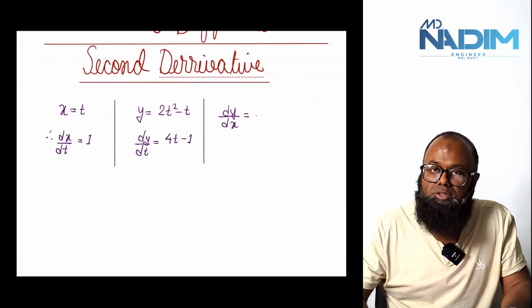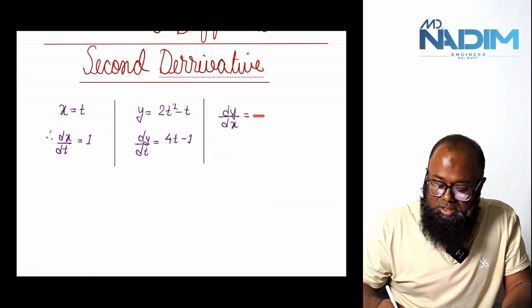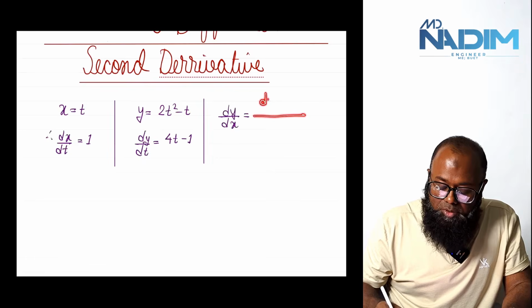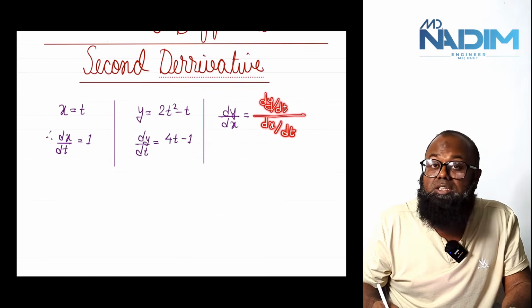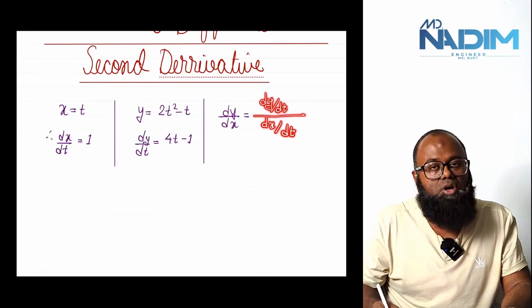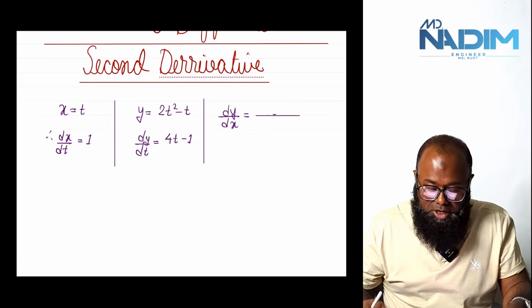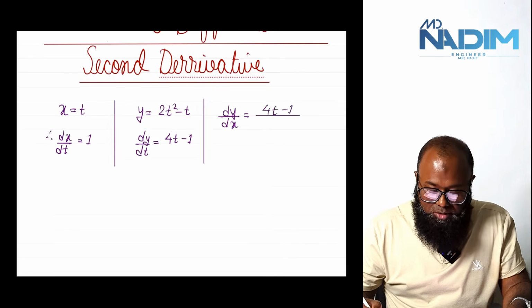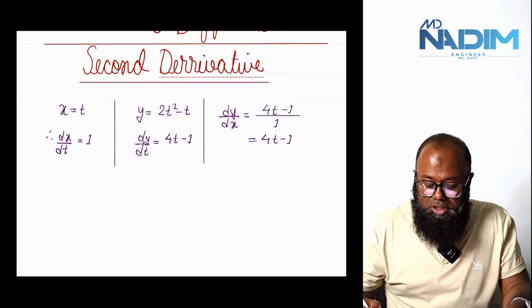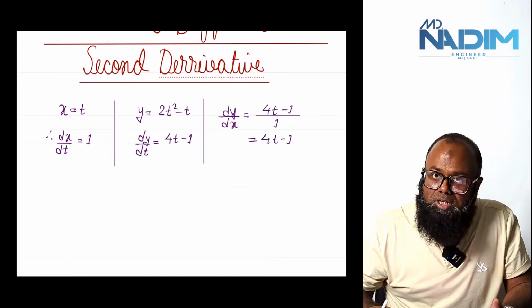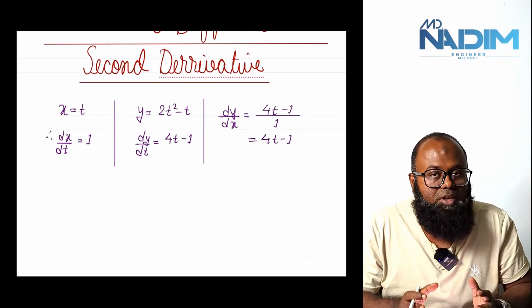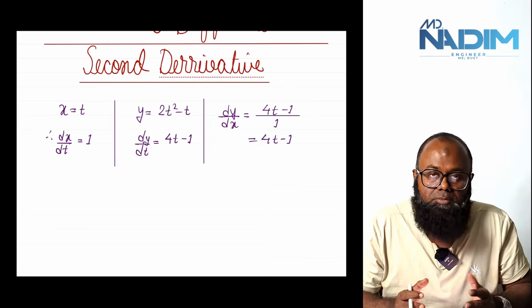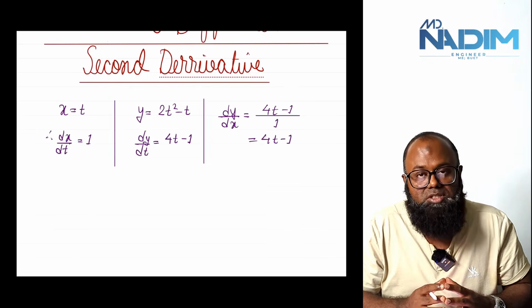Now how to find dy by dx? dy by dx is equal to dy by dt at the numerator and dx by dt at the denominator. Putting in the values, we get 4t minus 1 over 1, so it is 4t minus 1. So we have got the first derivative. And for doing this, we don't need the concept of FP2. We can do this with our knowledge from the P3 syllabus.